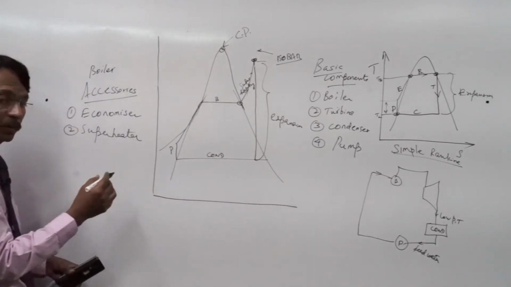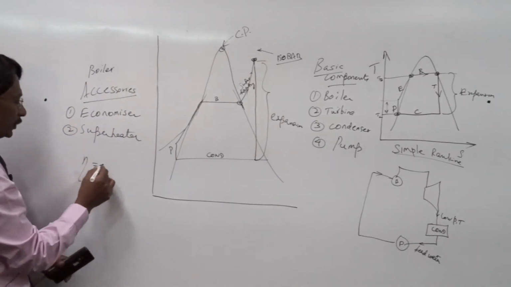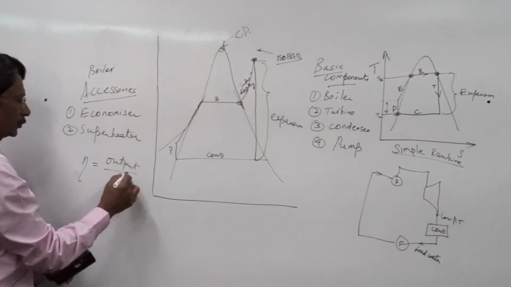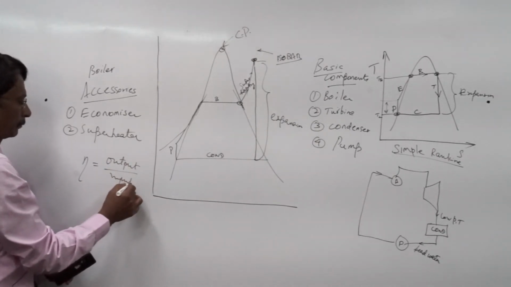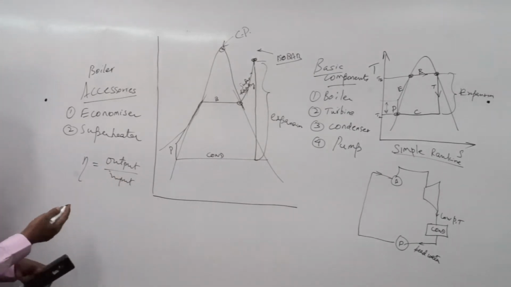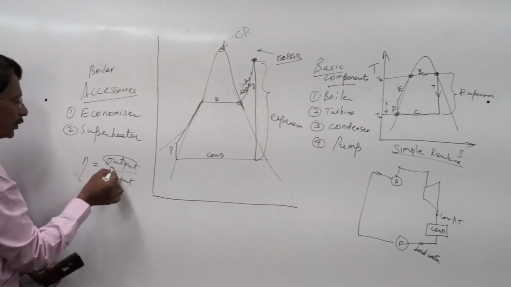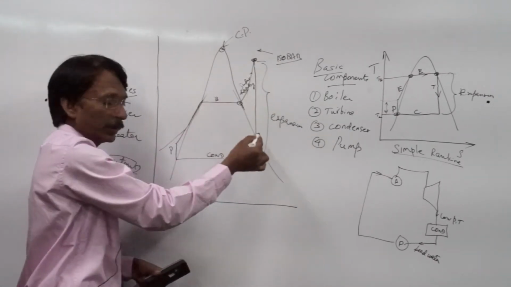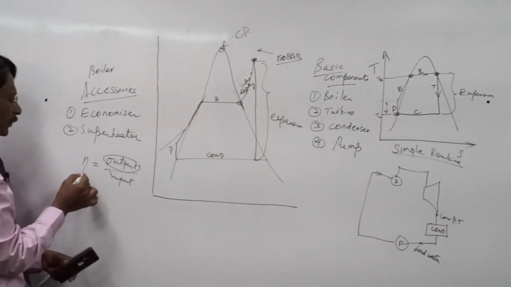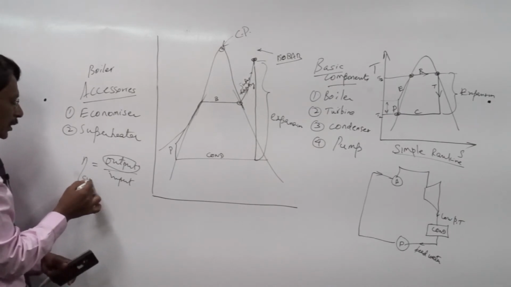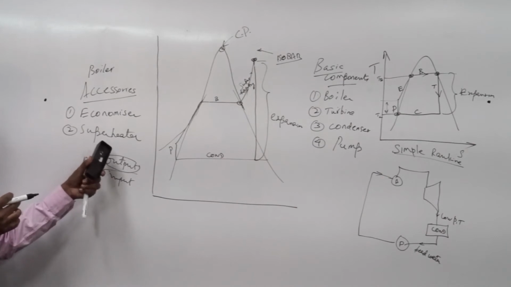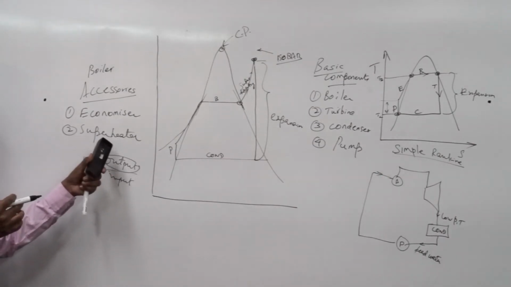Now, to put things simply, efficiency is output by input. The simple definition. When I am able to get greater output from steam, the efficiency of the Rankine cycle increases. So, that is a modification which I can do in the Rankine cycle.